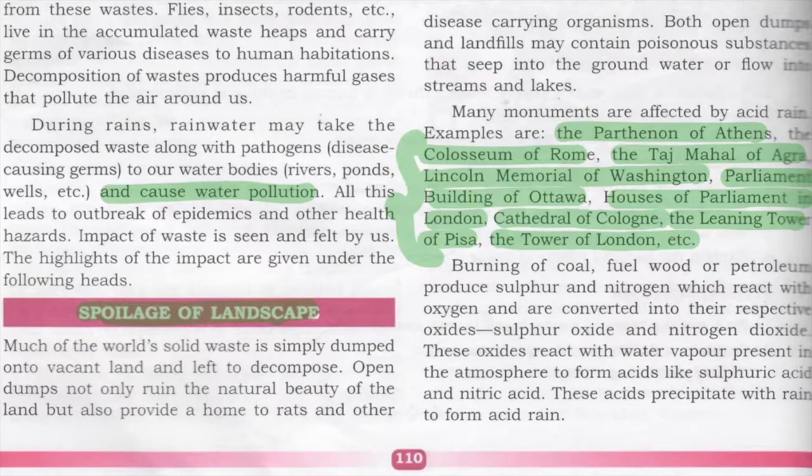Burning of coal, fuel or petroleum produces sulfur and nitrogen, which react with oxygen and are converted into oxides like sulfur oxide and nitrogen dioxide. These oxides react with the water vapor present in the atmosphere. After the oxides react with the water vapor, they form acids like sulfuric acid and nitric acid, and these acids precipitate with the rain to form acid rain.